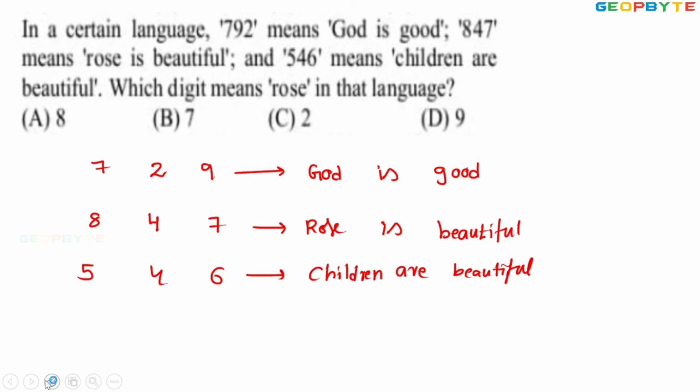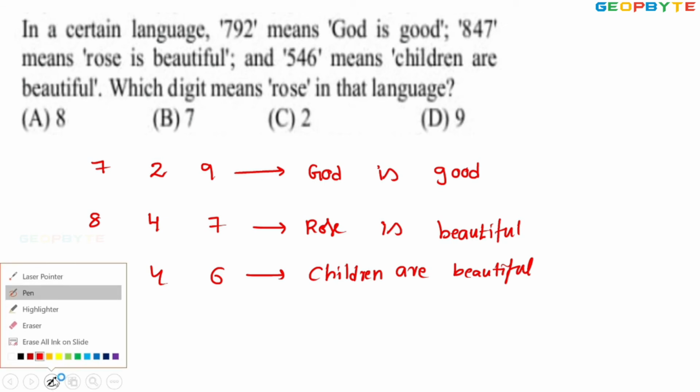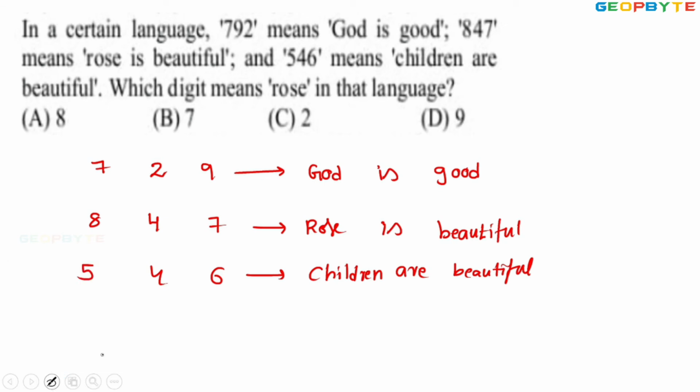Rose meaning, friends, rose. So first of all, where is the rose existing? In the second statement, only one word. There are no common words. Then what do we do? There are no common words means in the second statement, remaining words elimination. Remaining words elimination means we are getting the rose value. So what is the remaining here?